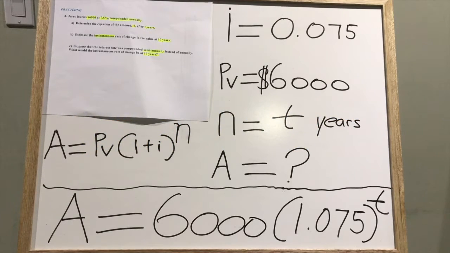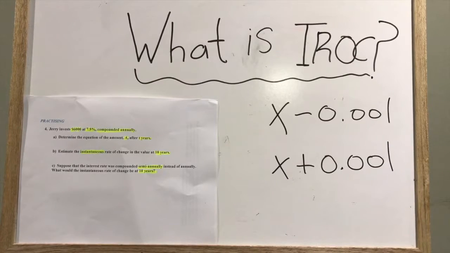Now that we've got done with the boring grade 11 concept and we have the equation for the exponential function, it's time to get into the grade 12 concept, which is instantaneous rate of change, or IROC. Question B asks to estimate the instantaneous rate of change in the value at 10 years. Before we can do this, we need to understand what the instantaneous rate of change, or IROC, is. Well, instantaneous rate of change is the rate of change or slope at one specific x-coordinate. It is also the slope of the tangent at that very same x-coordinate.